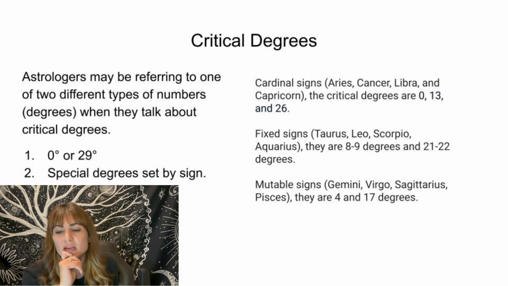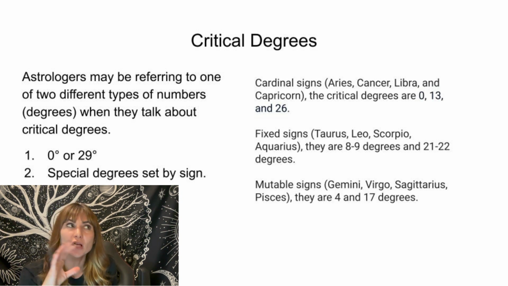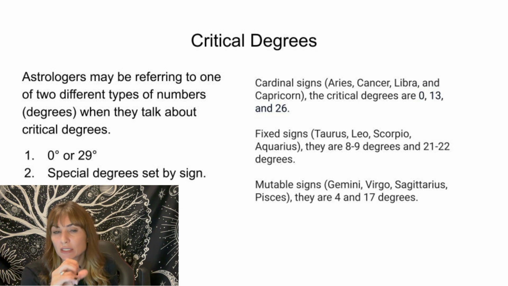Okay. The other way we use critical degrees is special degrees set by sign. And this is often used in a lot of predictive techniques. We're not getting into predictive techniques, but the concept still stays. So you're still going to have a planet being louder, showing up more predominantly in a personality when you have these particular fixed degrees. So for the cardinal signs, Aries, Cancer, Libra, Capricorn, you see the critical degrees 0, 13, 26.